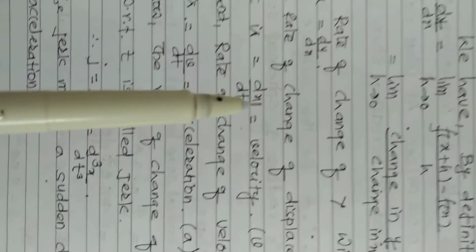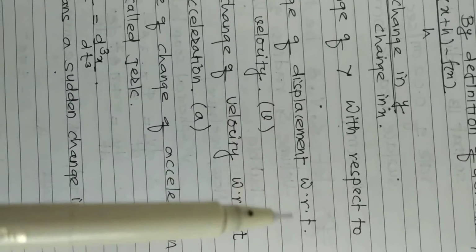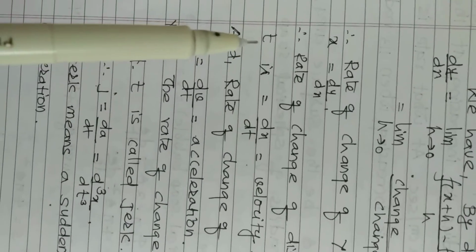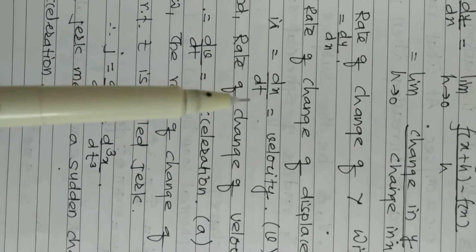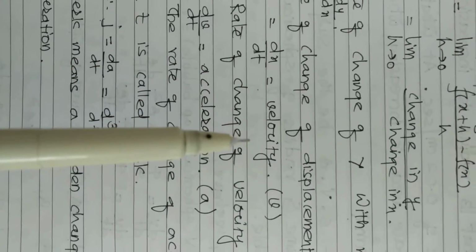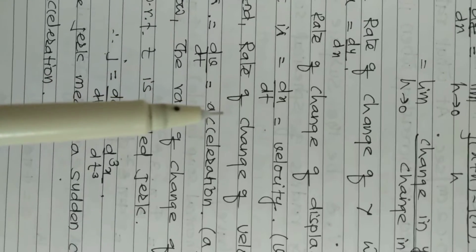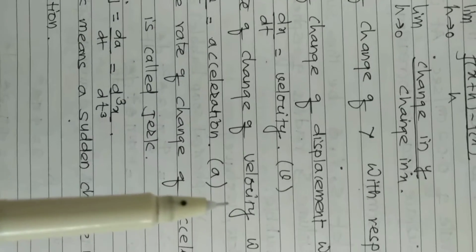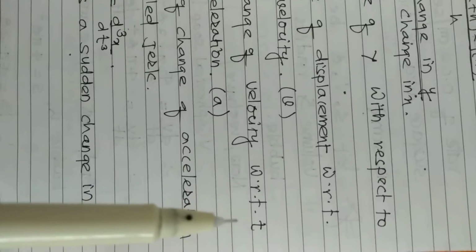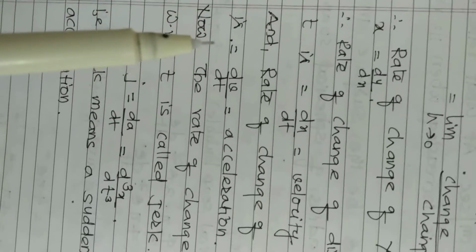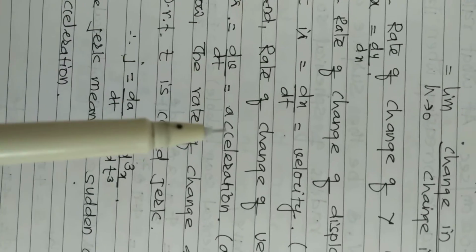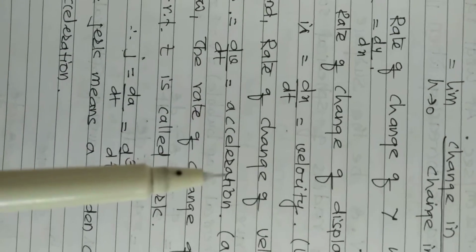That means the rate of change of the displacement with respect to time. Then you know it is nothing but dx by dt and it is called velocity, that means v. Similarly, the rate of change of velocity with respect to time is dv by dt. So you call it acceleration and it is denoted by a.